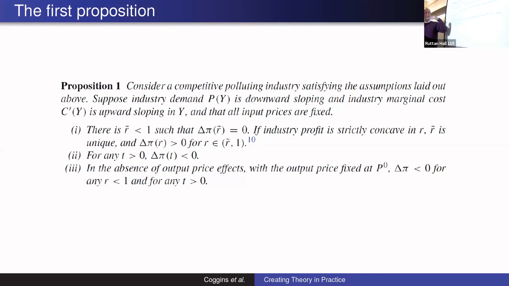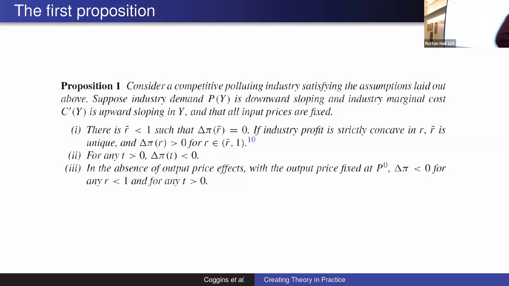If industry profit is strictly concave in R, we show when it is, R tilde is unique. And there's windfall profit, delta pi, above zero for any R in that interval from one down to this threshold we talk about, R tilde.